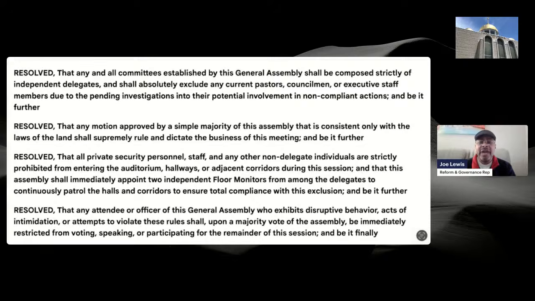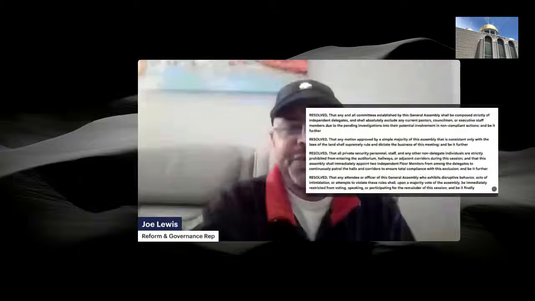Be it further resolved that all private security personnel, staff, and any other non-delegate individuals are strictly prohibited from entering the auditorium, the hallways, or adjacent corridors during this session, and that this assembly shall immediately appoint 2 independent floor monitors from among the delegates.